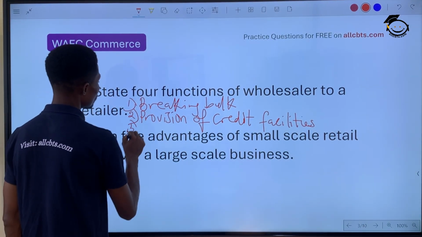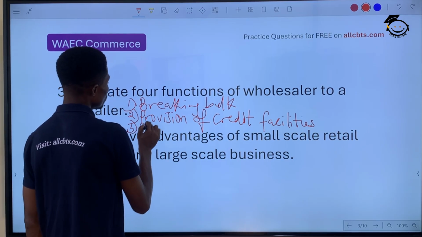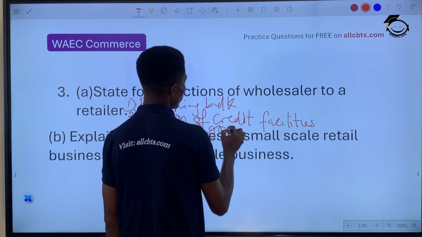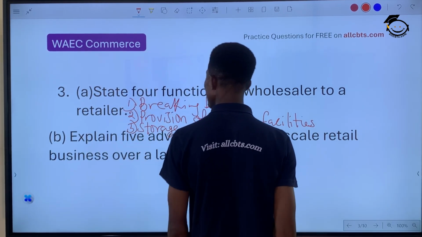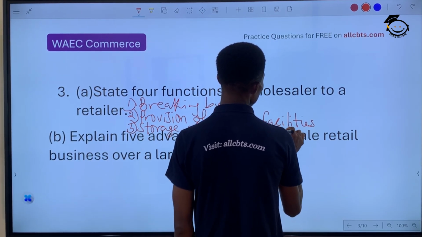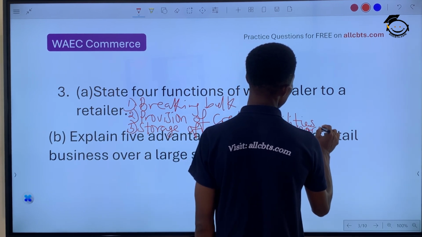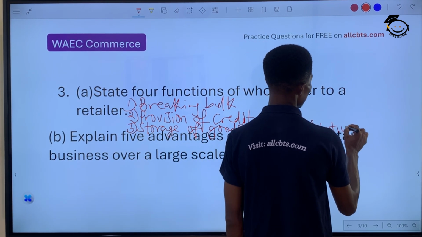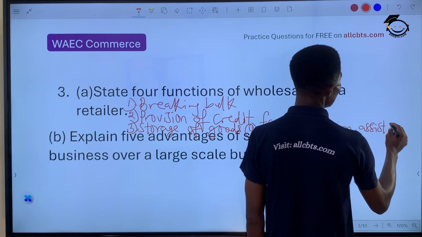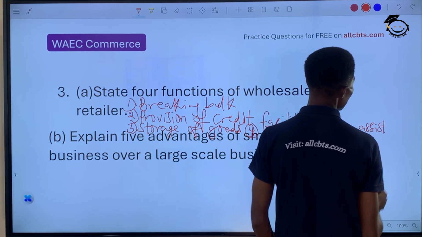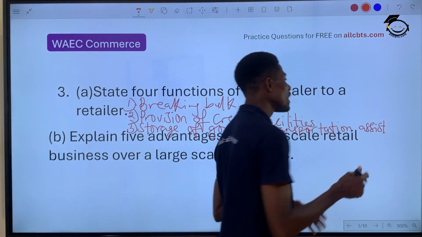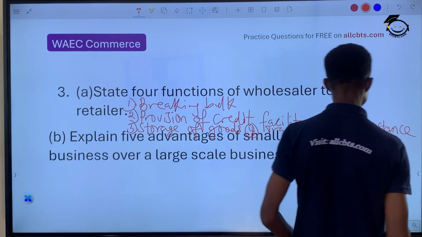The third function is storage of goods. And the fourth function is transportation assistance. So the wholesaler helps distribute goods to the retailer where they need it. So, transportation assistance.